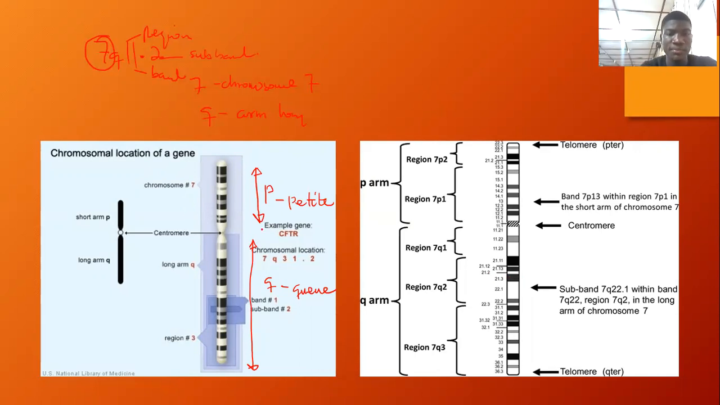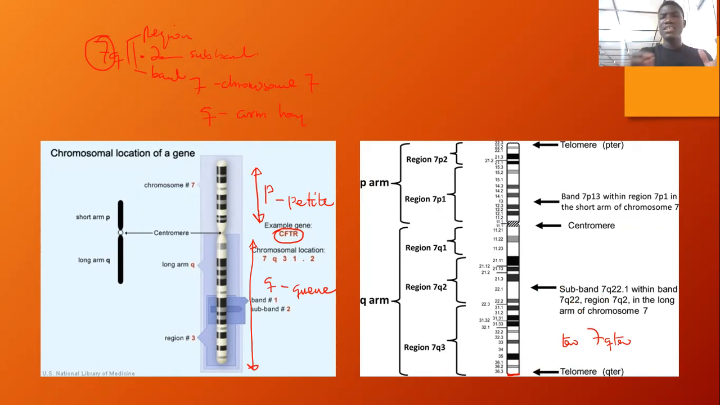In cases where you have, this is an example, CFTR, which is the cystic fibrosis transmembrane conductance regulator, the chromosome location is 7q31.2. It means that on the long arm of chromosome 7, the third region, band 1, sub-band 2, you understand? And if it's a telomere, the last portion or the tip of a chromosome, then we represent it with tel. So you can have something like 7q tel, which means the telomere of the long arm of chromosome 7.